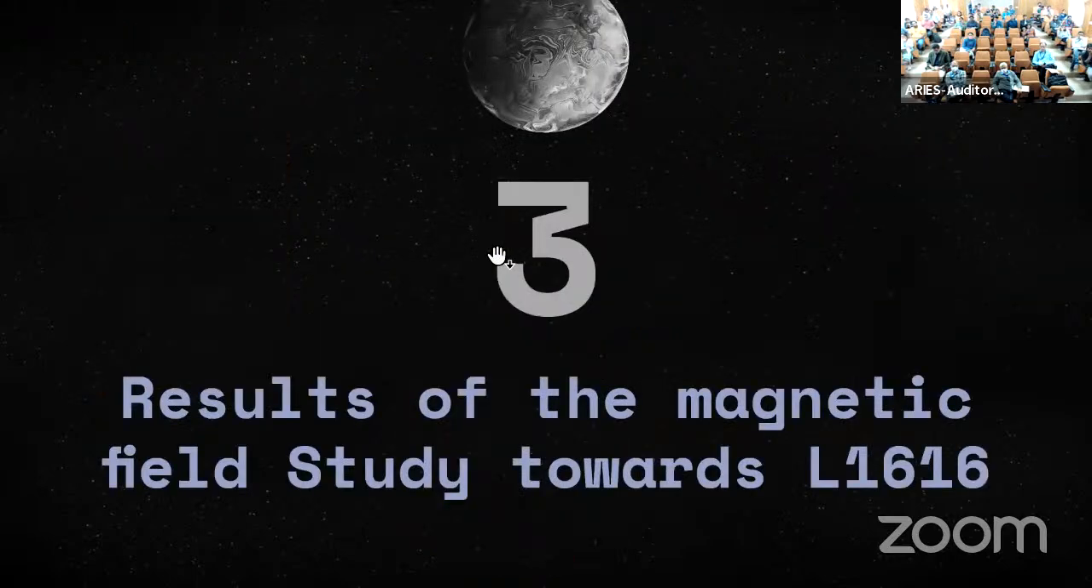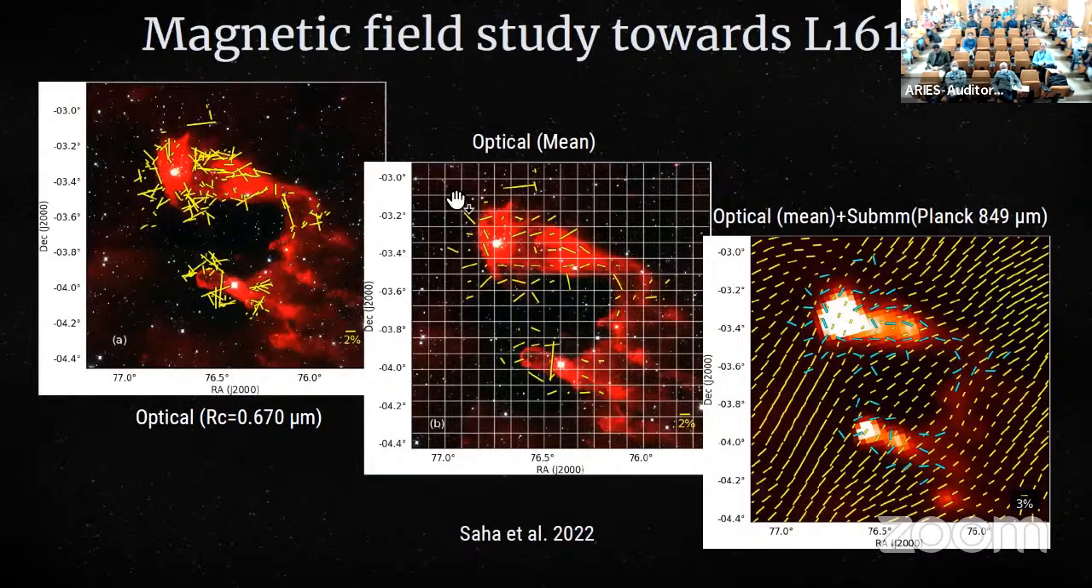And now going to the results part. So here I have shown the optical polarization vectors on the WISE color composite image. The yellow vectors are the polarization vectors. The length of the polarization vectors determines the degree of polarization, and the angle of these polarization vectors from the celestial north-south determines the position angle, which also infers the direction of magnetic field lines. So from this figure, you can see that the magnetic field lines are very much chaotic.